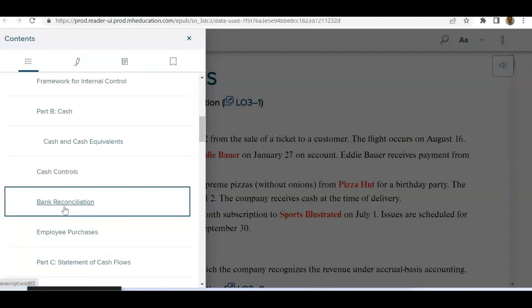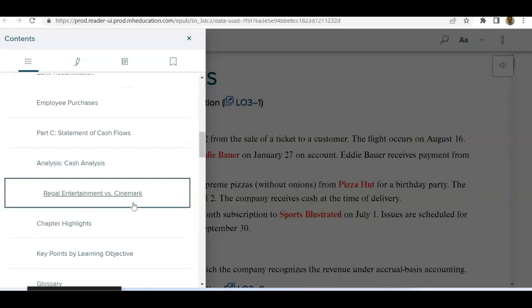So on a monthly basis, you can look at your bank statement to see what was in, what was out, and that every single transaction has been accounted for. Doing bank reconciliation also helps to reduce employee fraud.